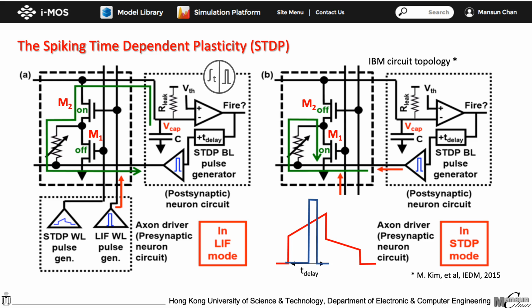If the fire is after the current input, the feedback pulse will arrive after the T delay period and fall onto the right-hand side of the STDP pulse. In this case, M1 is only weakly turned on due to the lower gate voltage, and a smaller voltage will appear across the PCM memory. This will serve as a set pulse to reduce the resistance to mimic the LTP process.